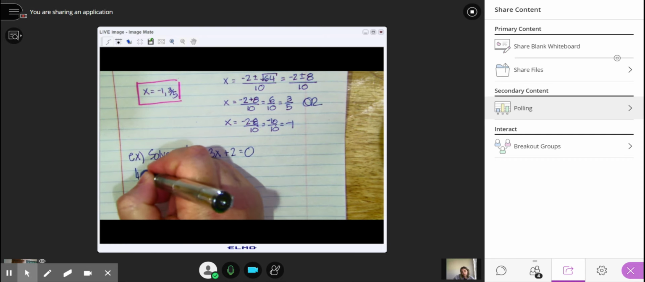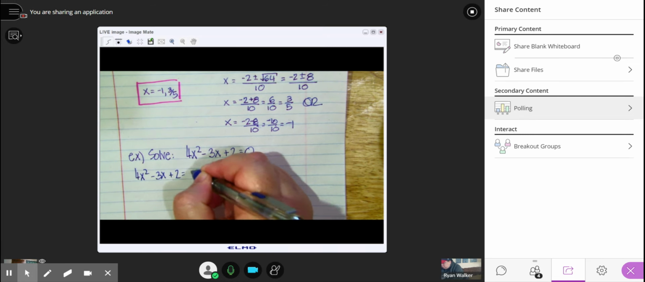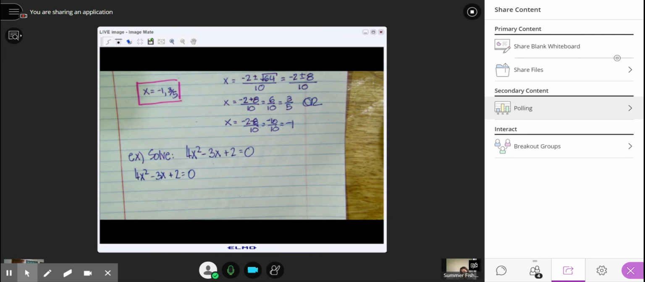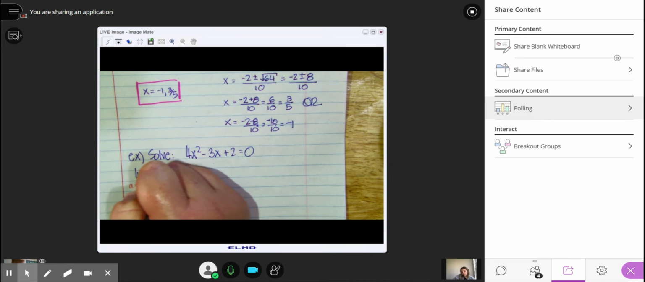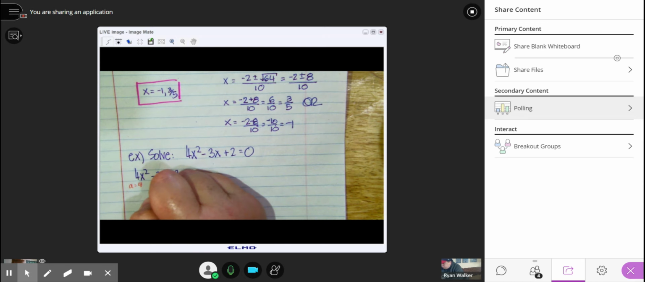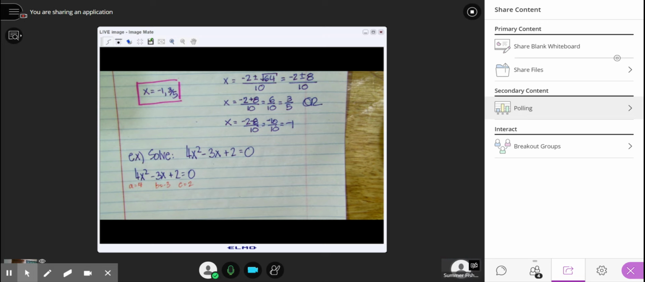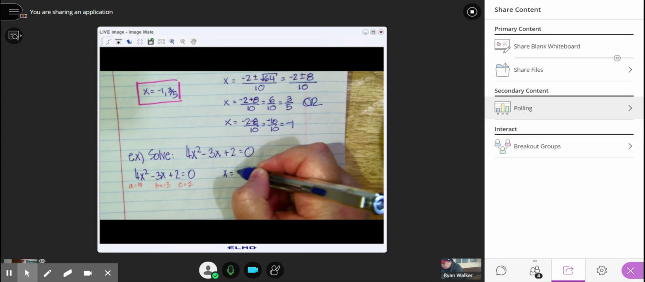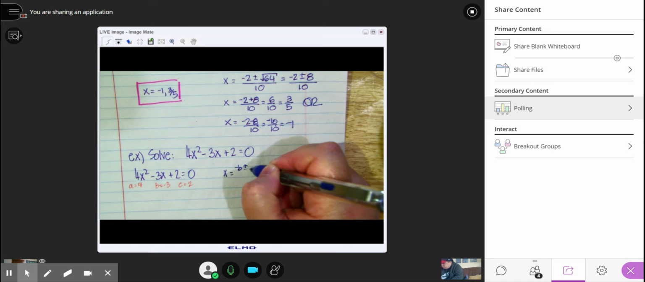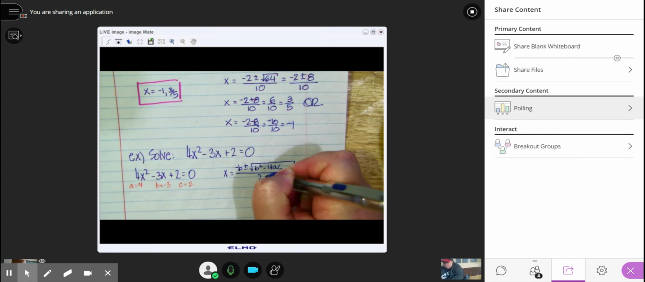Is it already in standard form? If it's already in standard form, just be able to identify your A, B, and C. So my A is equal to 4, B is negative 3, C is 2. Quadratic formula: x equals the opposite of B plus or minus the square root of B squared minus 4AC all over 2A.